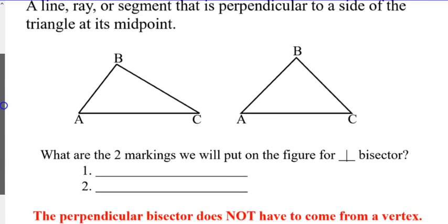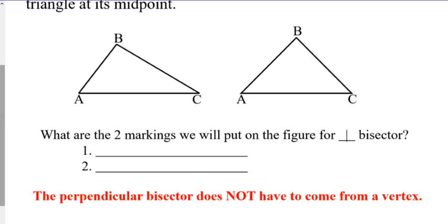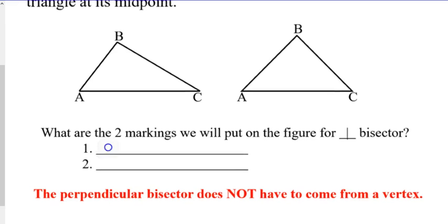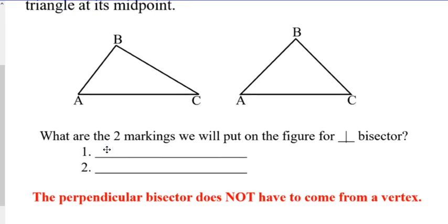Okay? So here we have two triangles. What are the two markings we put on the figure for a perpendicular bisector? And it does not have to come from a vertex. We need the midpoint and the right angle mark symbol.